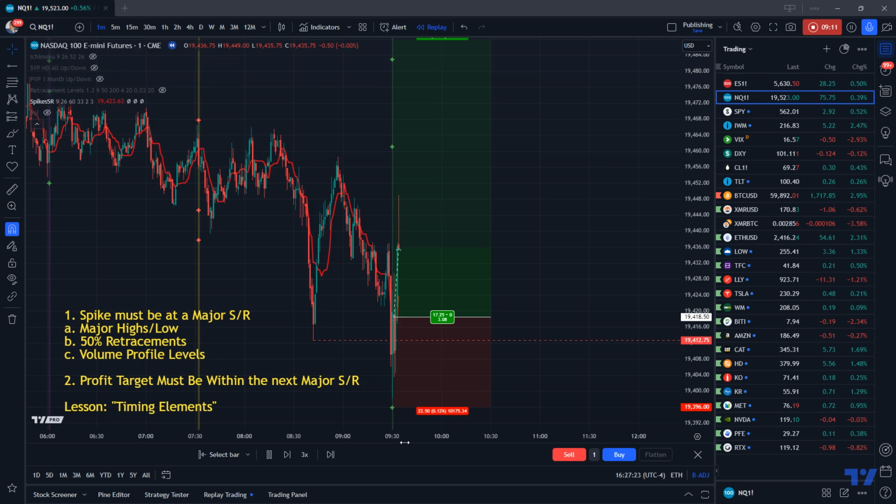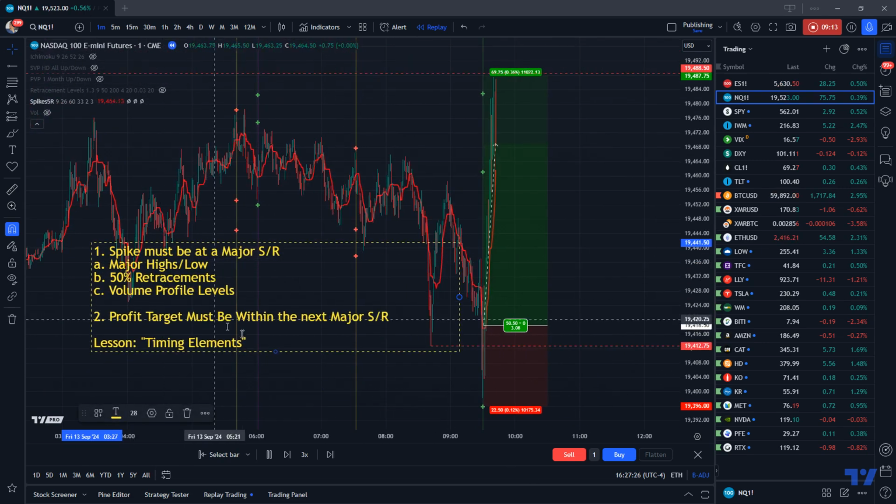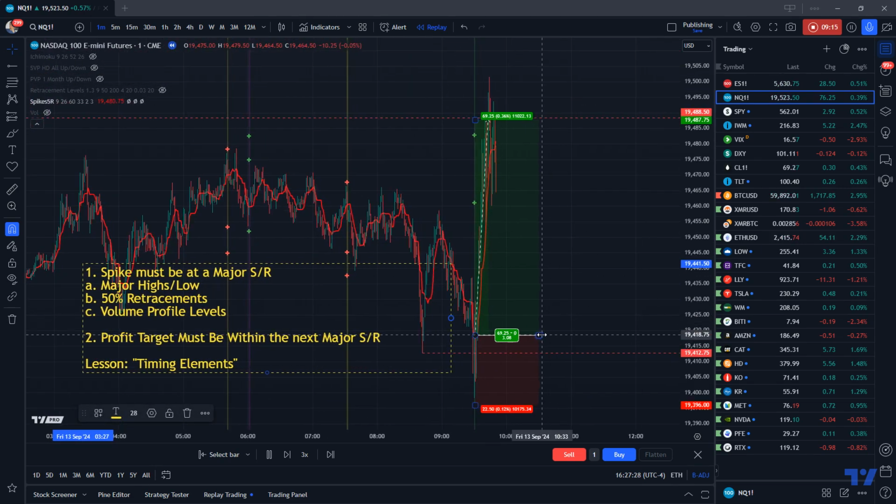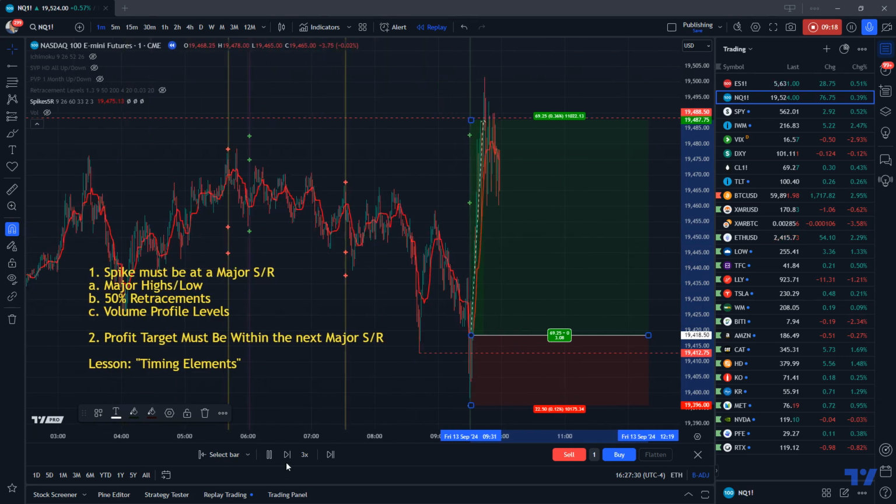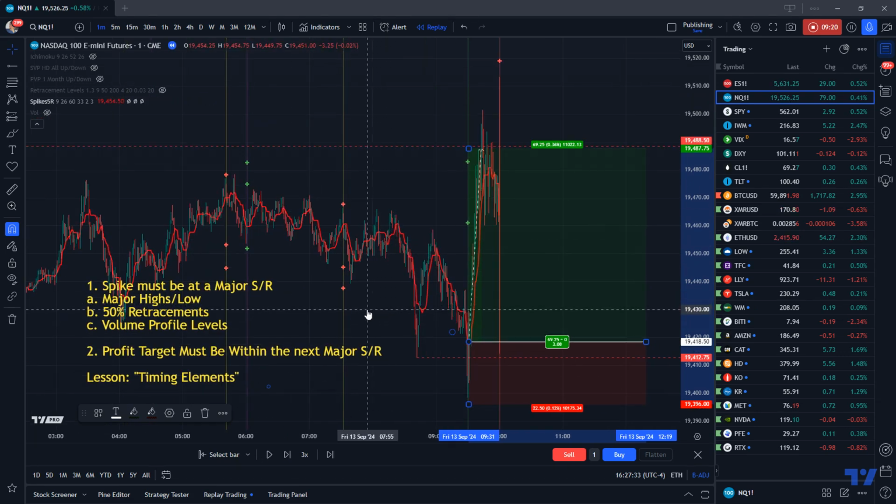And that did play out. We already have spoilers that the market was bullish today. And so that is another example right there of it going the direction we want it to go.